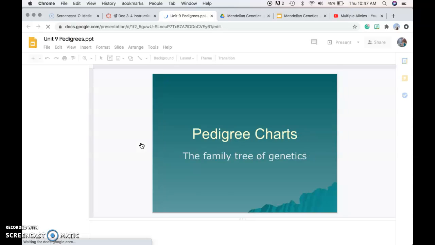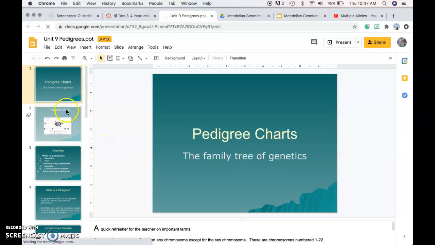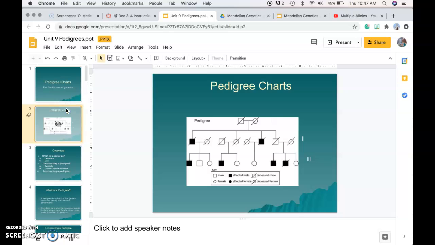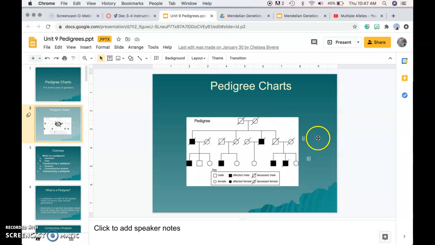Okay, so pedigree charts are considered the family trees of genetics. They have keys, so you'll always see Roman numerals down the side that indicates the generation. So first generation, second generation, third generation. Males are indicated by a box and females are indicated by a circle.